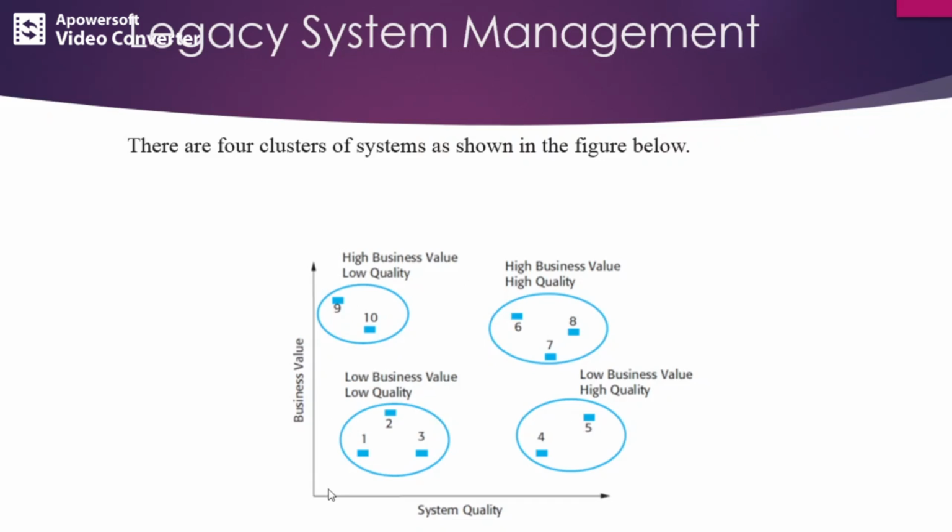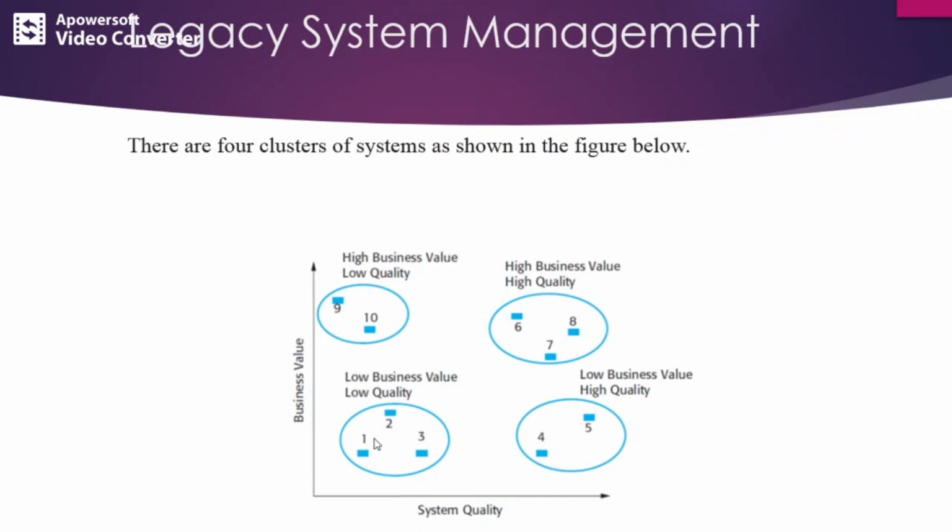Let us see the axes. On the y-axis you have business value. On the x-axis you have system quality, as I told you. So one is quality, another is the business value. You have 4 clusters. Now we'll look at the first cluster. How many systems are there?